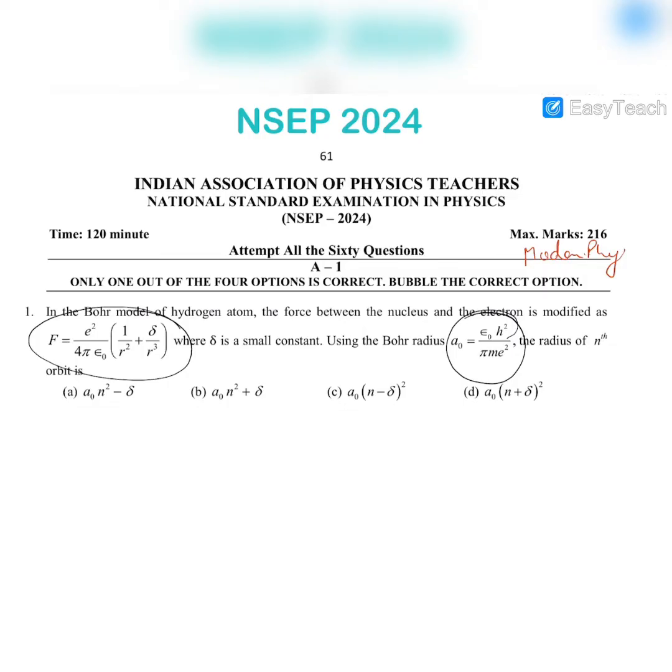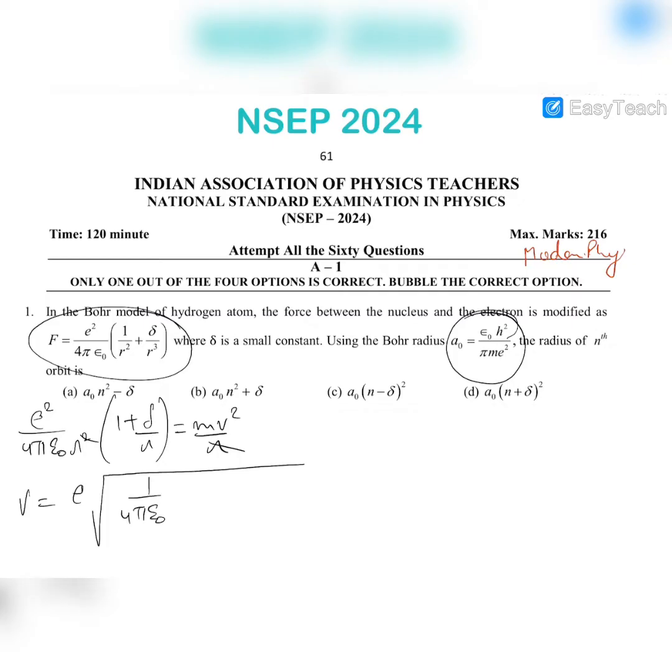We know that we have to compare this F with mv square by r. So let us write it down as e square upon 4 pi epsilon naught, r square is common, and this is 1 plus del by r, and let us compare it with mv square by r. Now cancelling this r with r, you can see that v will be equal to e under root of 1 upon 4 pi epsilon naught m into r, and this is 1 plus del by r.